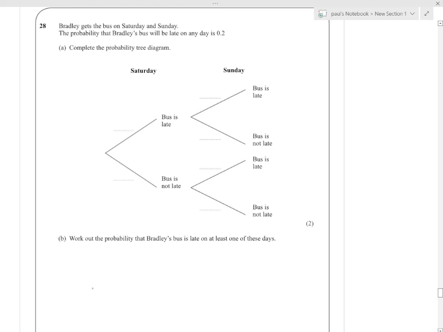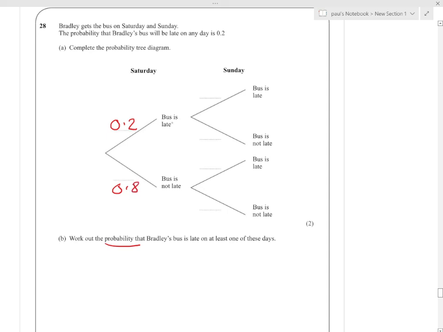What's another one of these? A probability question. Bradley gets the bus on Saturday and Sunday. The probability that Bradley's bus is late will be 0.2. Complete the probability diagram. So if the bus is late, that is 0.2. Therefore, these things add to 1, so that's going to be 0.8.